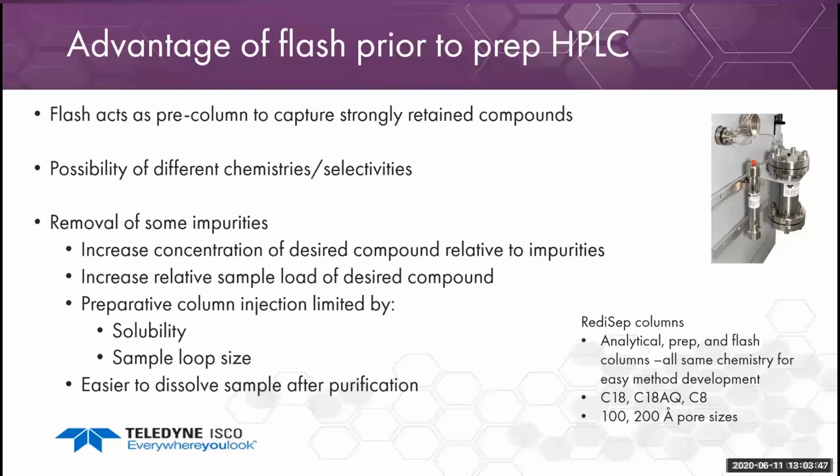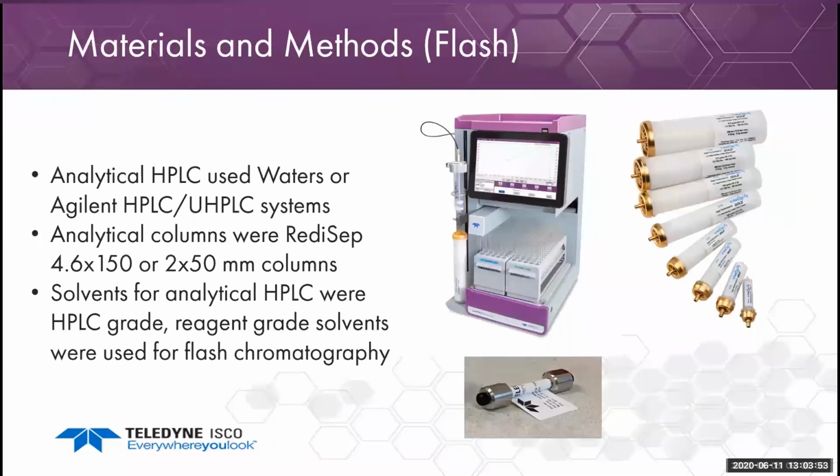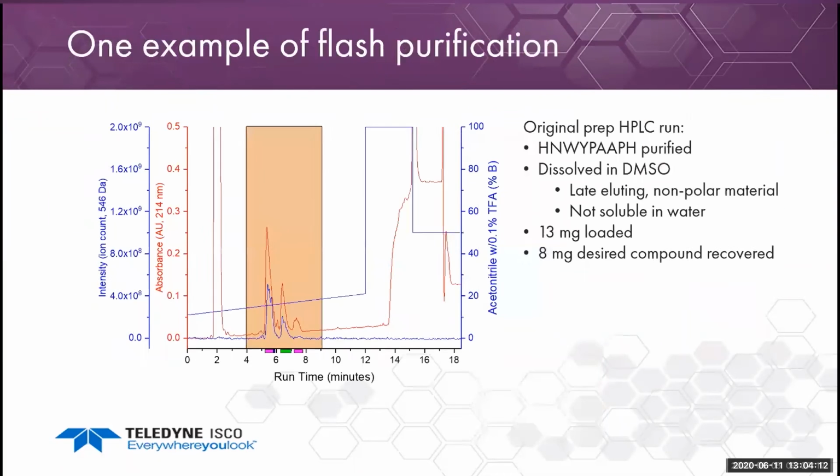Method development is very easy because ReadySep flash, prep, and analytical columns have the same chemistry. For the flash chromatography experiments, the NextGen 300 and ReadySep RF Gold reverse phase columns were used for all experiments. Analytical scouting HPLC used ReadySep analytical columns, either 4.6 by 150 millimeter or 2 by 50 millimeter.